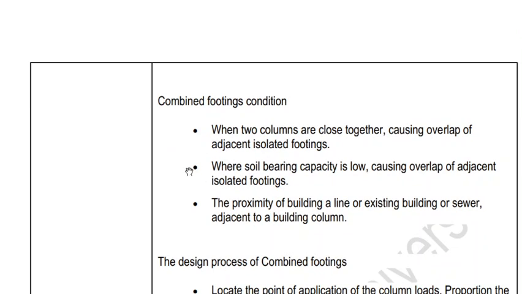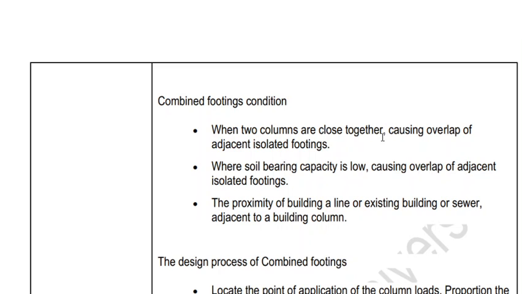Now these are the conditions for when a combined footing has to be applied. First, when two columns are close together, causing overlap of adjacent isolated footings. Suppose you need to provide two isolated footings, but the gap between them is very narrow. In that case you can go for the combined footing.